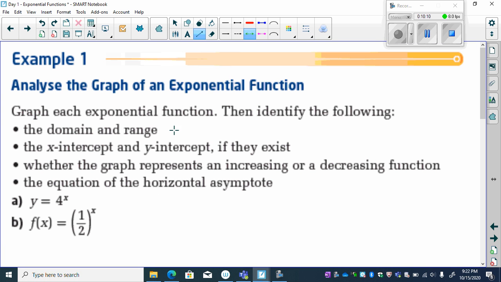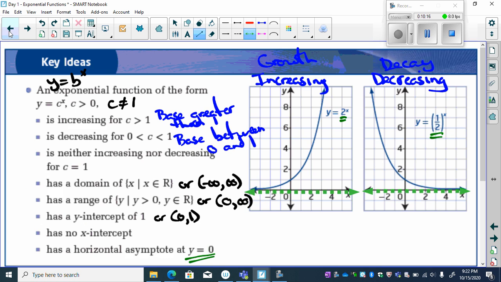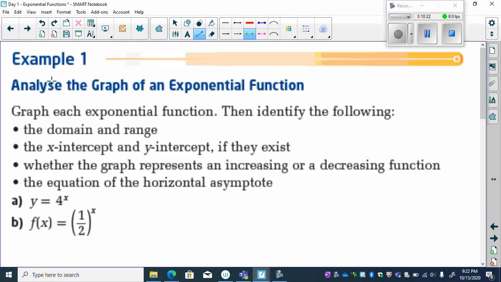It says graph each of the exponential functions, then identify the domain and range. So for both of these, the domain should be x belongs to the real numbers, and the range should be y is greater than 0 for both of them. Okay, one represents growth, one represents decay, or one is increasing, one is decreasing. Increasing because the base is greater than 1, decreasing because the base is between 0 and 1.